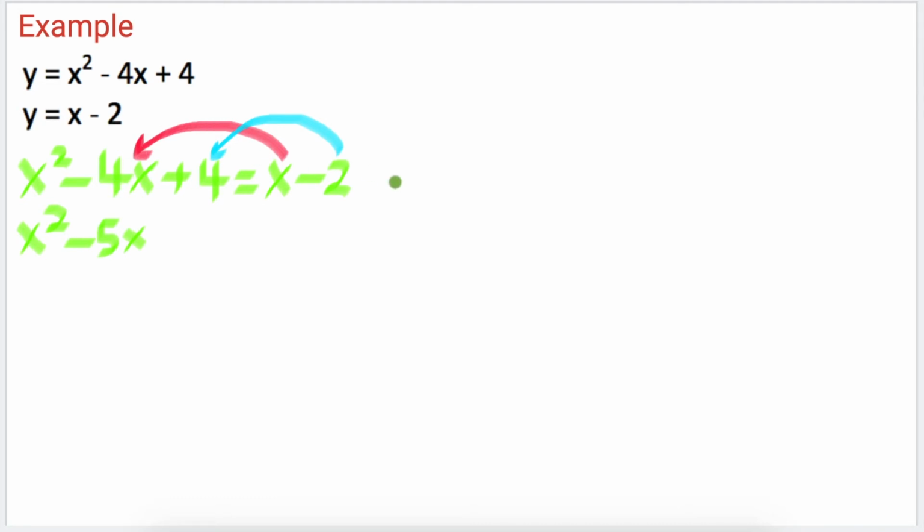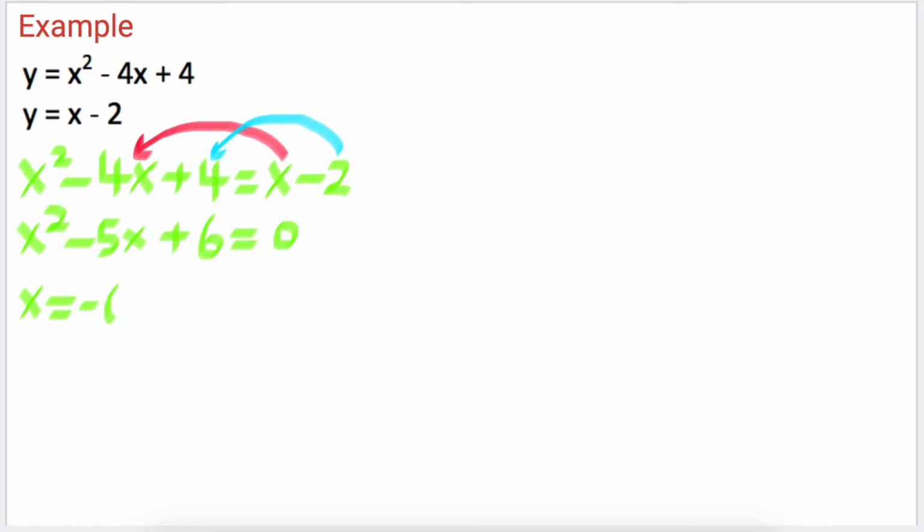Now we need to do the same thing with the negative 2. Because it's negative 2, when you move it over to the other side, it becomes positive. So positive 2 plus 4, it's going to be positive 6 equals 0. Once you get to this point here, you can use any method to solve this quadratic equation. I'm going to use the quadratic formula. So I'm going to choose my a, which is 1, b is negative 5, and c is 6.